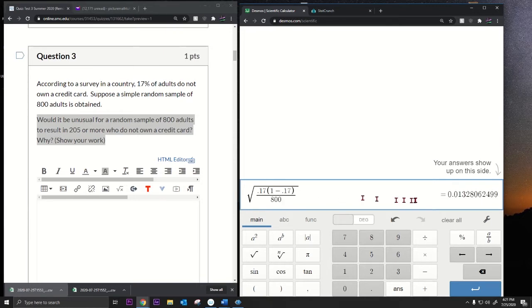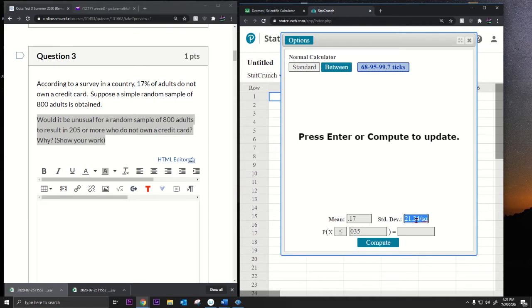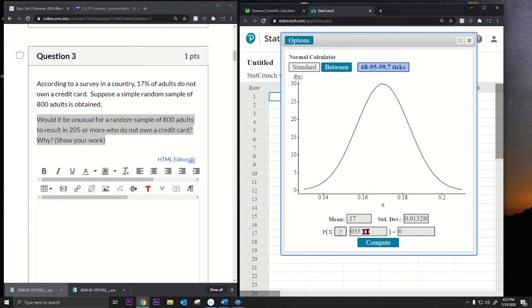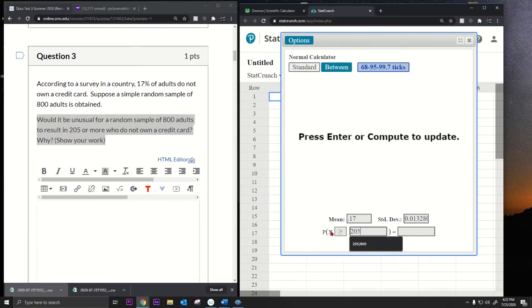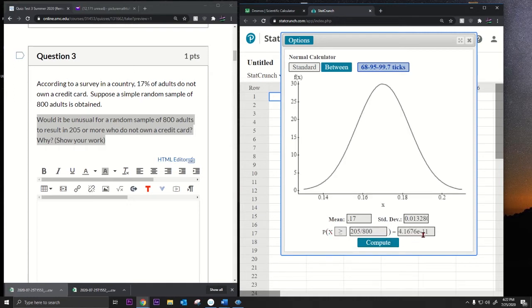And we have the number right here with a lot of precision. We'll take all of that precision, Control C, go back to StatCrunch, Control V, plug it in. So there you have it. And now it says, would it be unusual for a random sample of 800 adults to result in 205 or more? So I'm going to change this to greater than or equal to and put 205 divided by 800. Press compute, and that's the answer.